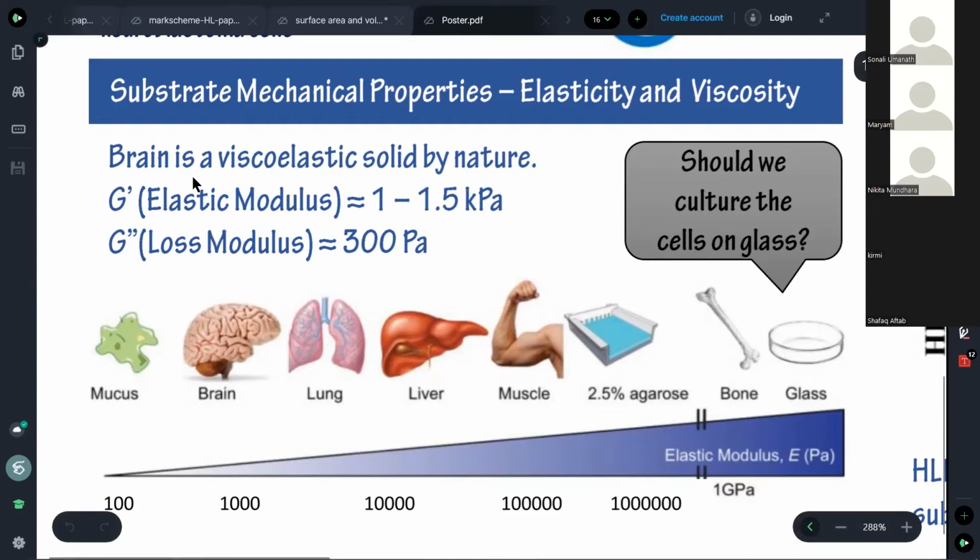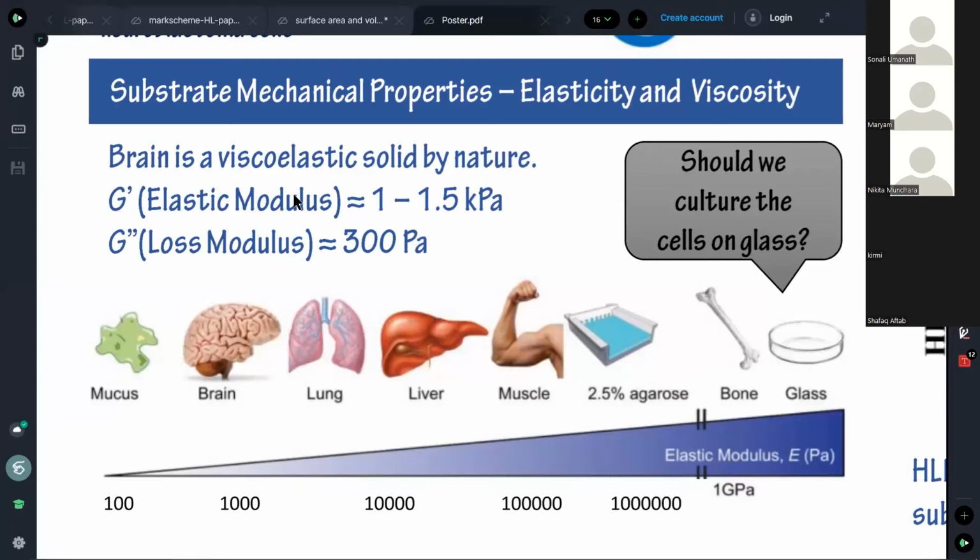You can see here. So even if we don't go into the mechanical details of elastic modulus and loss modulus, if I explain this, stiffness, I think you have understood by just sensing the substrate. So if you compare bone versus skin, skin is much softer, as muscle is much softer compared to bone. The stiffness of the brain is around 1.5.